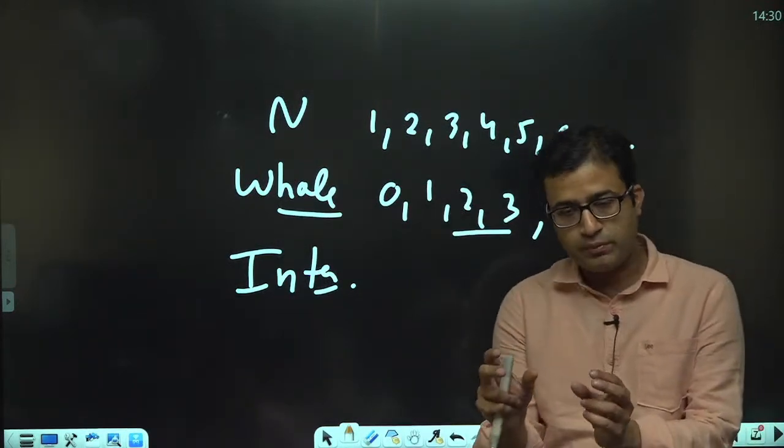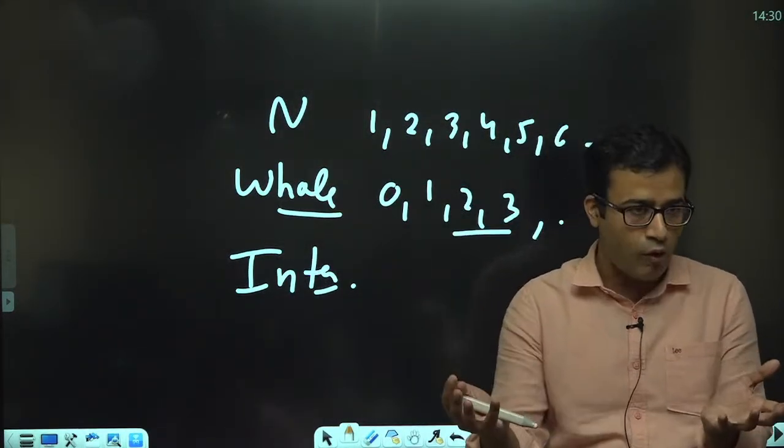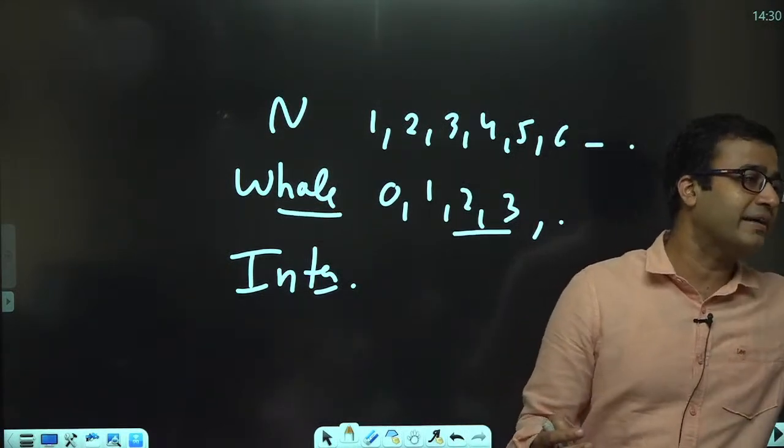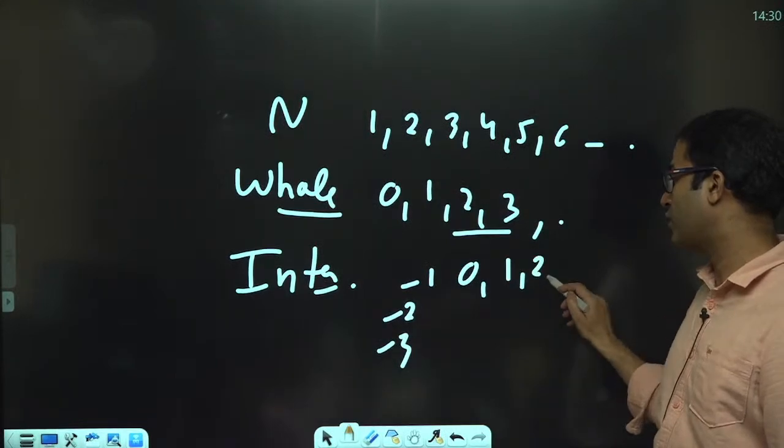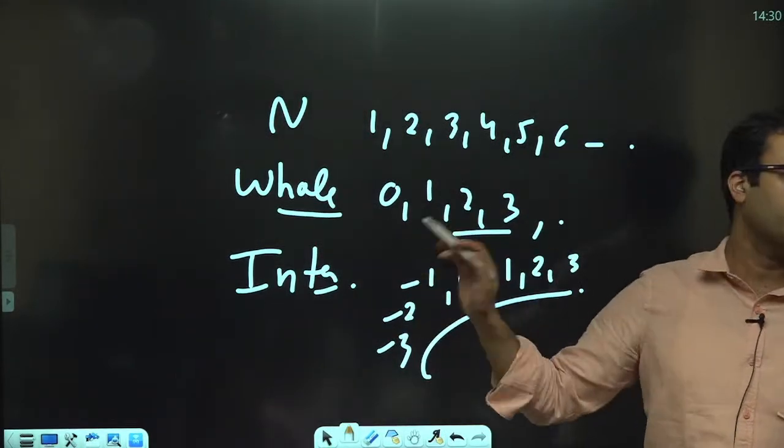See here we have natural numbers. If you add 0 to natural numbers, it becomes whole numbers. In whole numbers, when you add negative integers, which are minus 1, minus 2, minus 3, this type of number, what will you get? You will get integers.